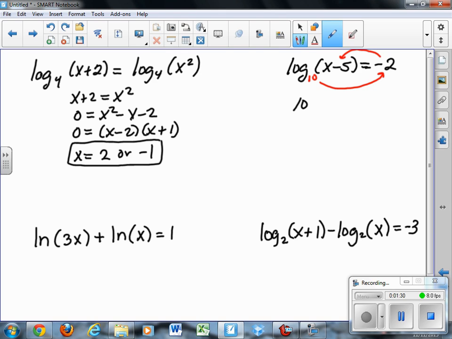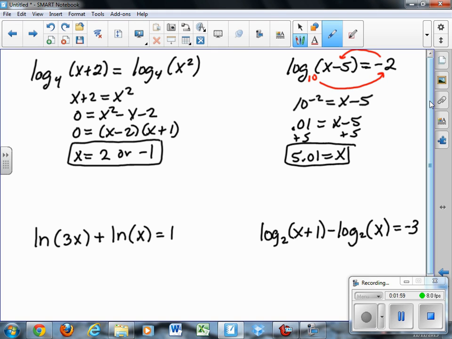So once I've written it in exponential form, solving it is a piece of cake. This is 1 over 100, or why don't we say 0.001, I'm sorry, 0.01. 0.01 is equal to x minus 5. If I add 5 to both sides, 5.01 equals x. There's my solution. Once again, 5.01 minus 5 is a positive number, so I'm good.